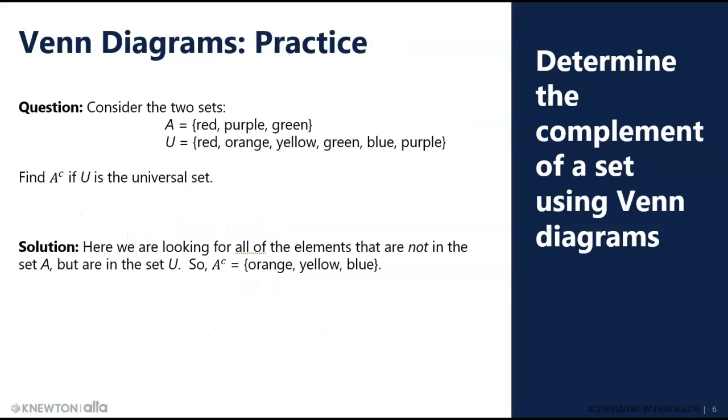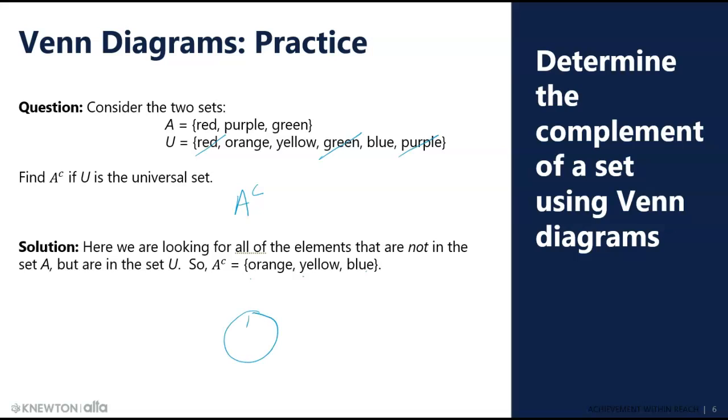All right, so on a Venn diagram, let's see how this looks. We have a universal set of red, orange, yellow, green, blue, and purple. We have set A as red, purple, green. So if I want the complement, I'm going to go through the universal set and cross off anything that is in A. So I cross off red, I cross off green, I cross off purple. So what's left is orange, yellow, blue. If I look at that on a Venn diagram, A is generally represented by a circle. We'll see this in the next slide too.